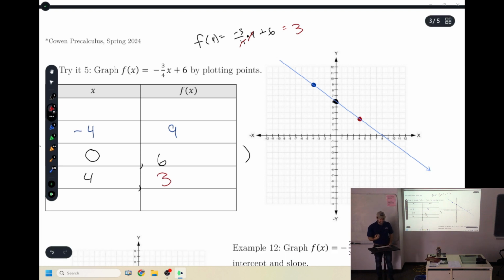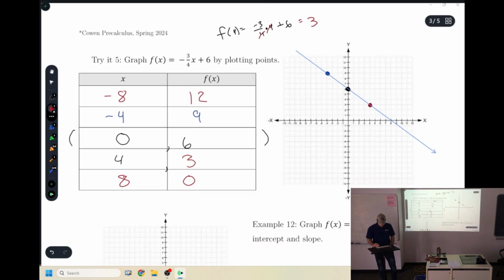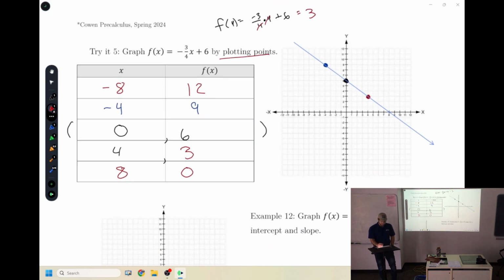If you want to fill in the next spots, maybe you go 8, comma, and negative 8, comma, 12. When they say the word plotting points, your brain can think plug and chug. Plug the x, plug the input in, get an output. Plug the x in, get a y.